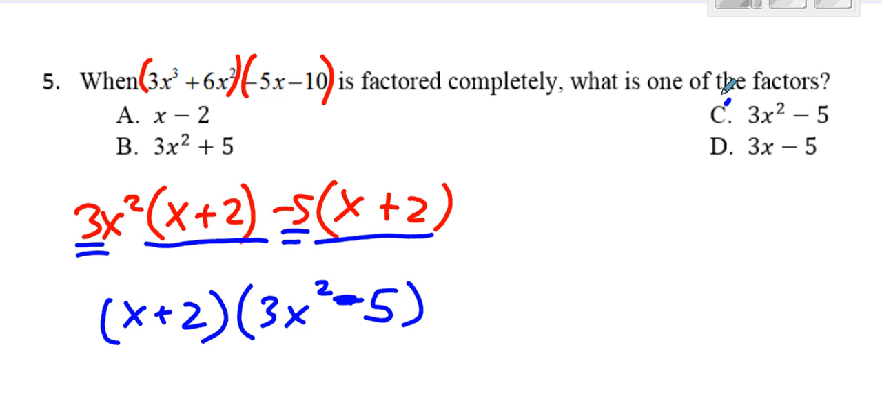So 3x squared minus 5, that's a factor. X plus 2, that's a factor. It's not up there.